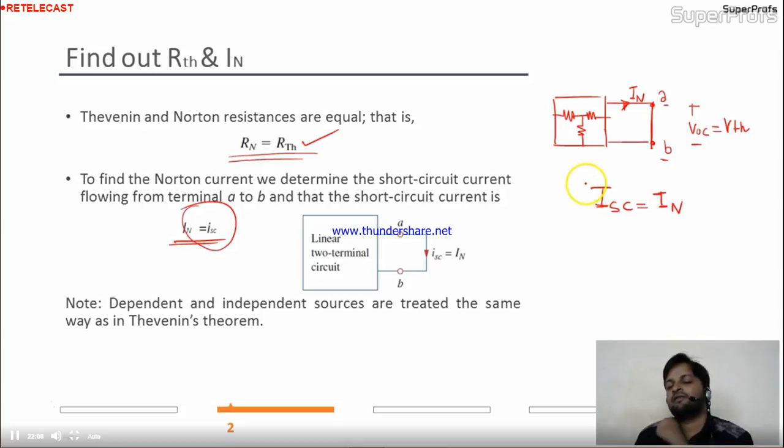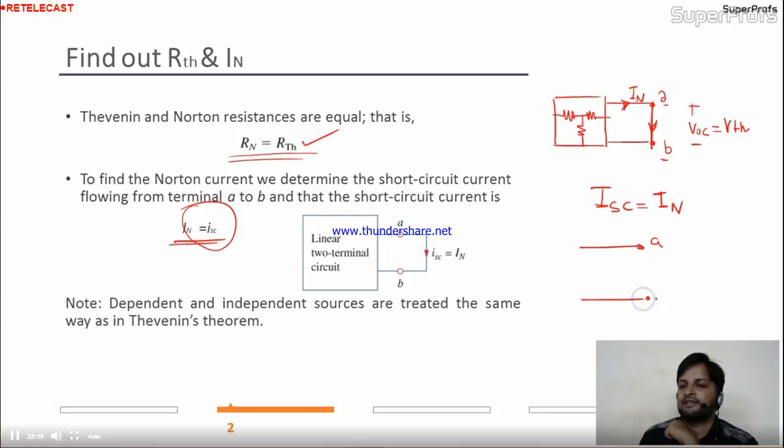Tell me one thing, why are we shorting here and why are we opening there? See, if you want to get current over here, you can't open the circuit. See, this is A, this is B. If you want to get IN, can you keep it open? If you keep it open, there is no current. IN will be 0. So that's why to find the value of IN, we have to close it. We have to short it. Okay, in this case, the current ISC will be equal to IN.